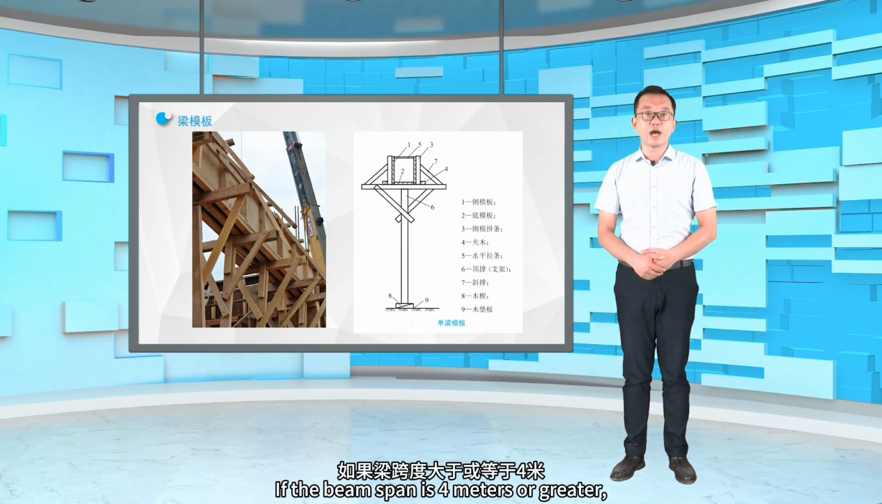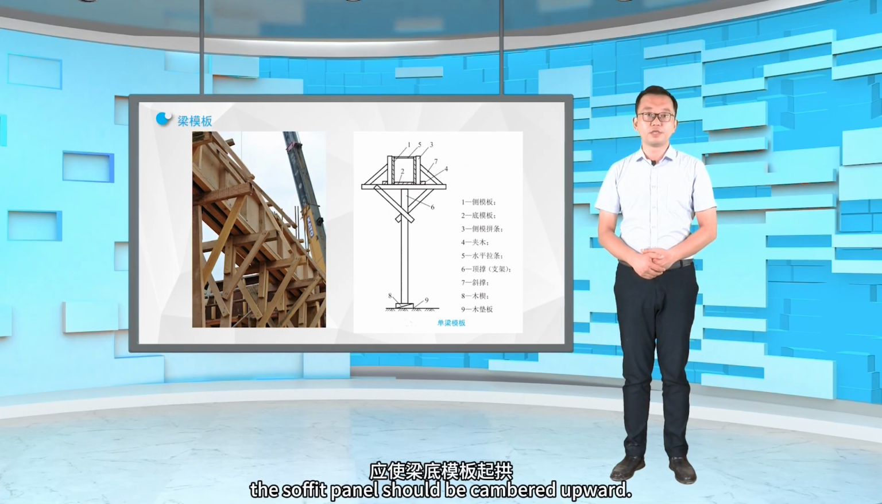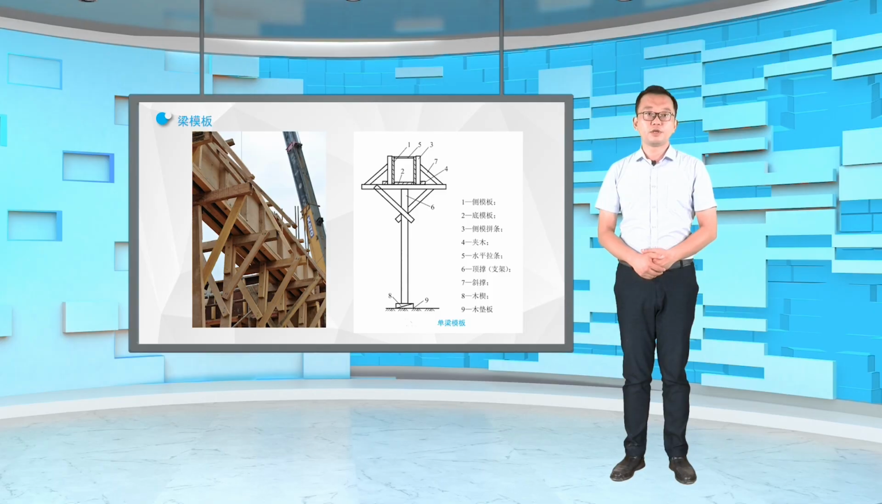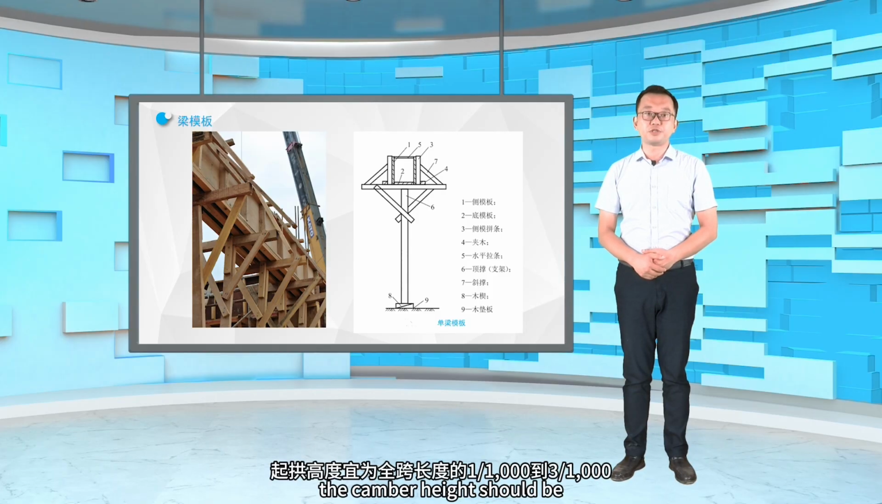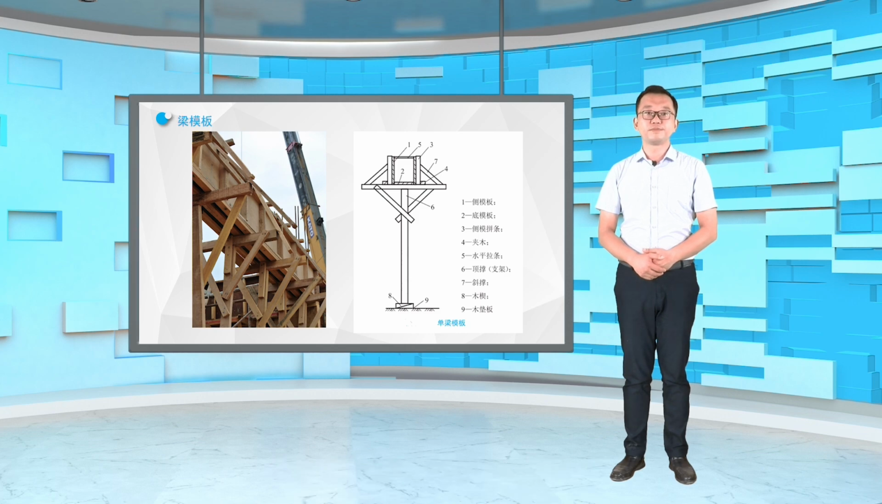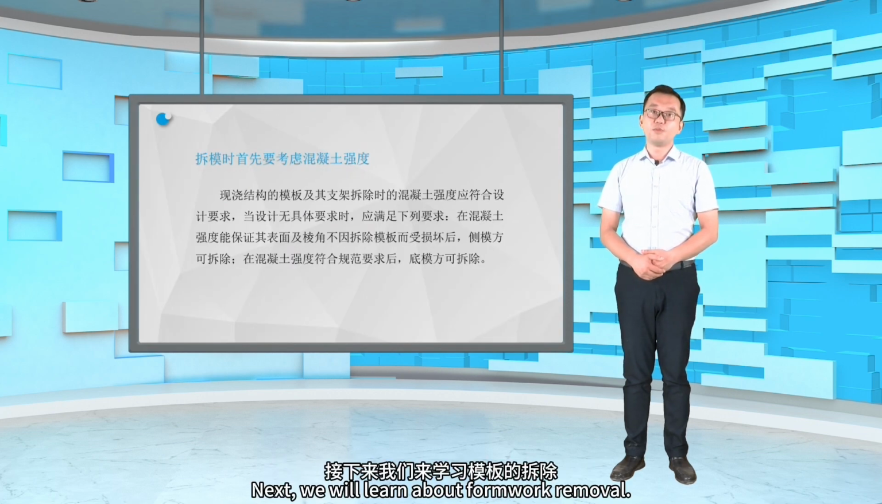If the beam span is 4 meters or greater, the soffit panel should be cambered upward, if not specified in the design. The camber height should be 1/1000th to 3/1000ths of the span length. Next, we will learn about formwork removal.